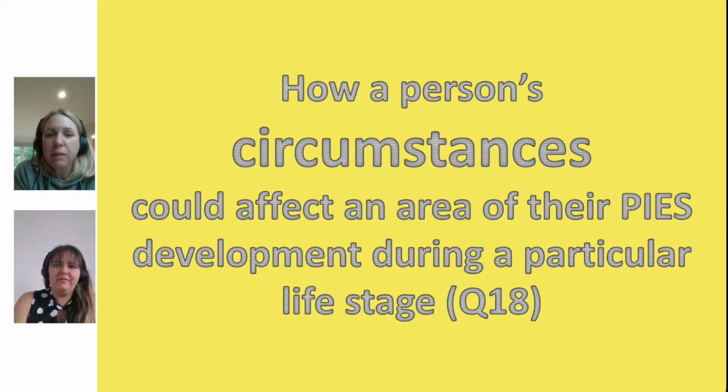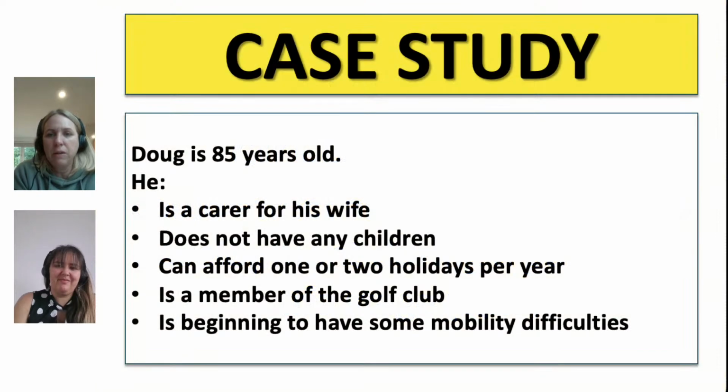Some of the exam skills are very similar because you're still thinking about circumstances, but this question is very much about how a person's circumstances could affect an area of their PIES development during a particular life stage. So in your exam, it will tell you which area of development and it will tell you their life stage. Okay, so let's have a look at our case study for this one then.